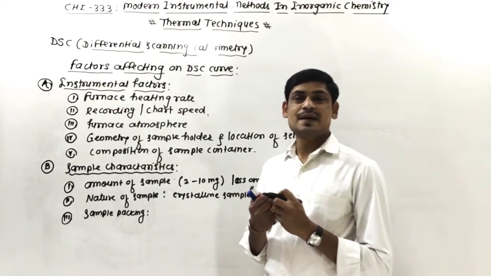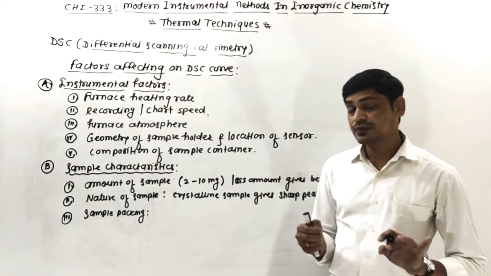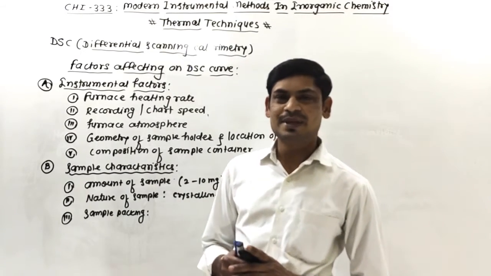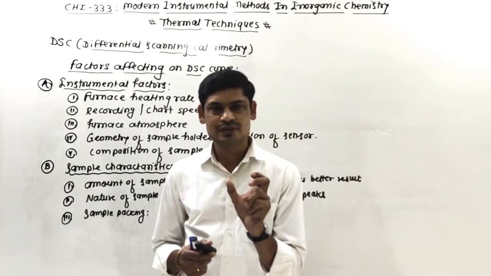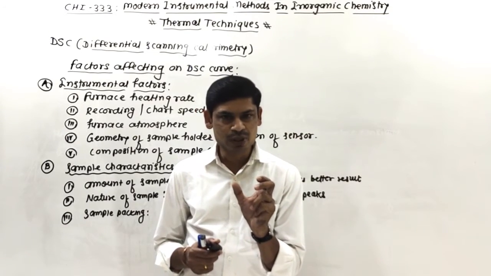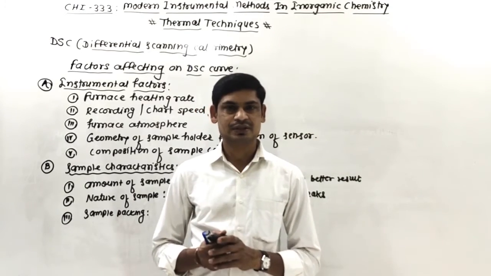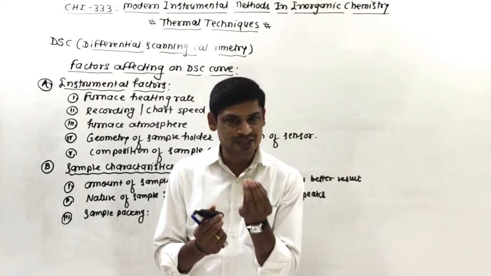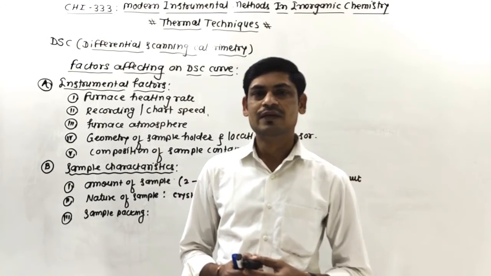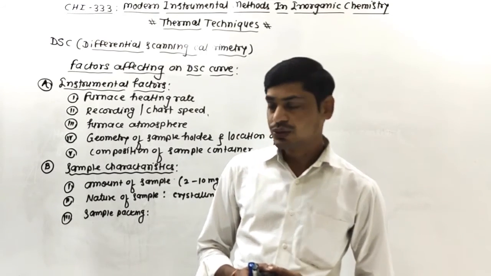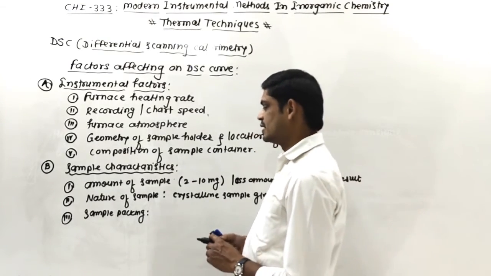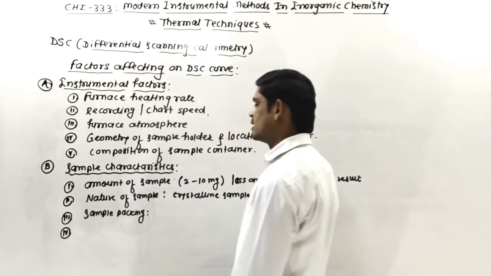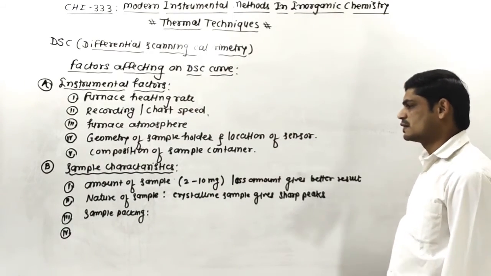Next one is the sample packing. More packed sample will never give a better result, because if the sample is present in the form of lumps, we are unable to provide a uniform temperature. The outer part will be suffered by more temperature, while the inner part will be having a less temperature. So the sample packing is also an important factor which will affect the nature of a DSC.